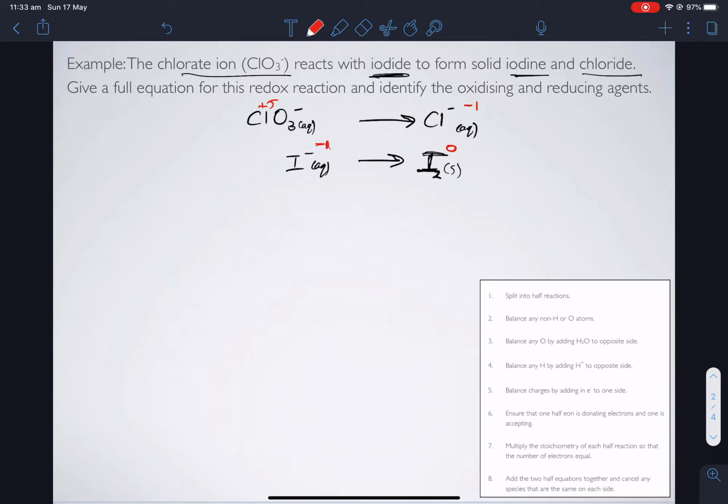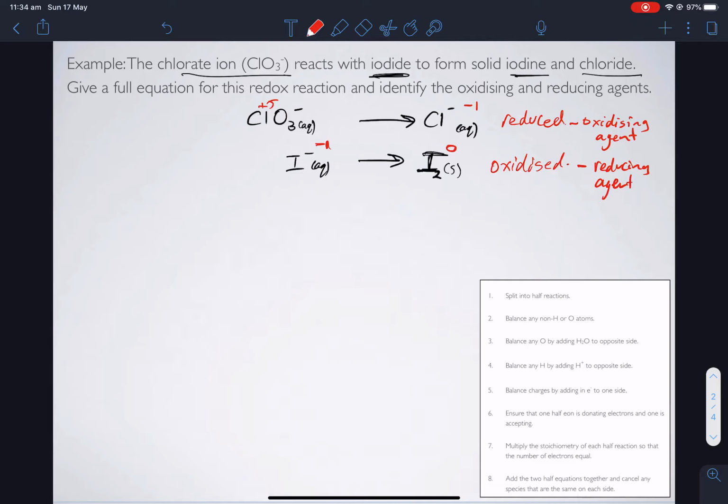Okay, so the chlorine in the chlorate is +5 and it's going down to -1. So it's being reduced. And the iodide is -1 and the iodine is 0, so that's being oxidized. It's increasing in charge. So the chlorate is being reduced, so it is the oxidizing agent, or the oxidant. And iodide is being oxidized, so it is the reducing agent, the opposite. It's causing the reduction. Reducing agent or the reductant.